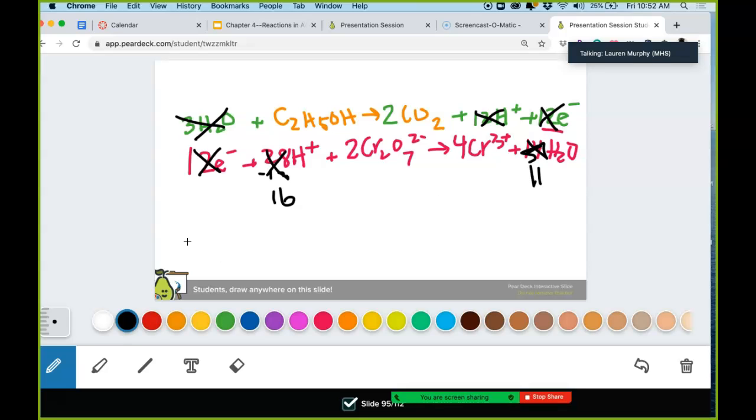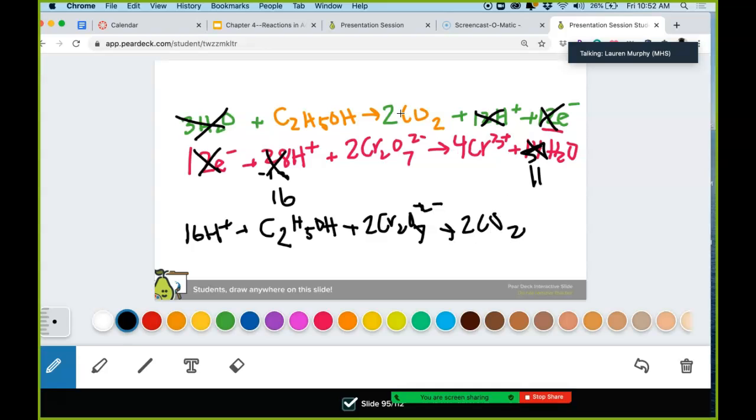Now we can write out everything. So 16 hydrogen ions plus ethanol plus dichromate makes 2 carbon dioxide right here, 4 chromium ions right here, and 11 waters.